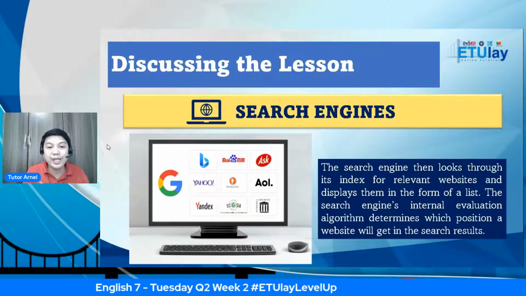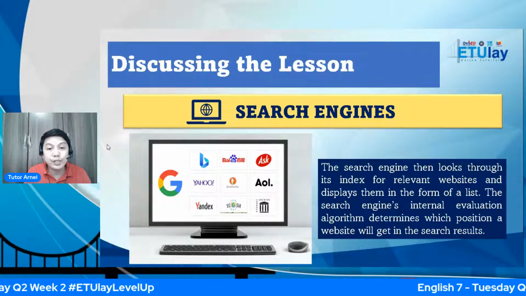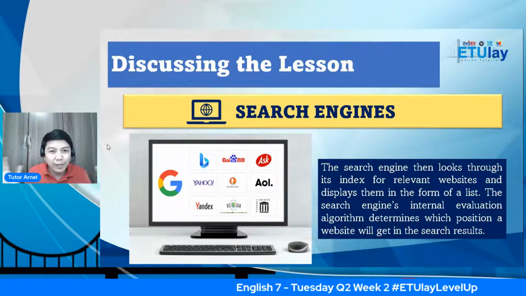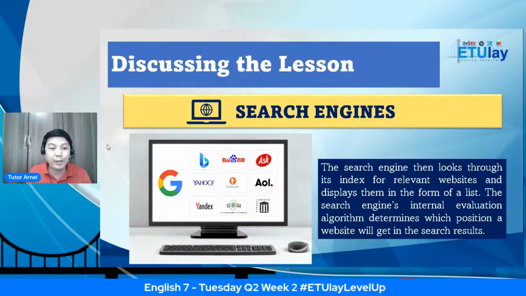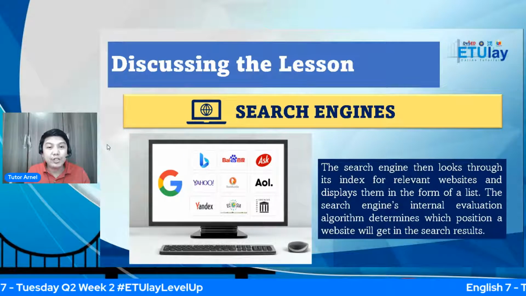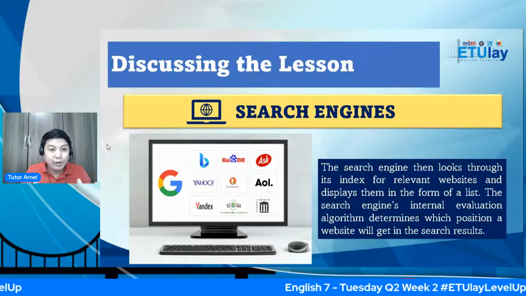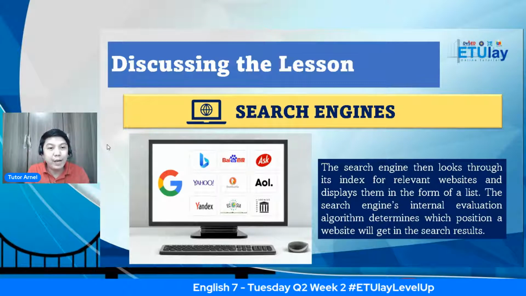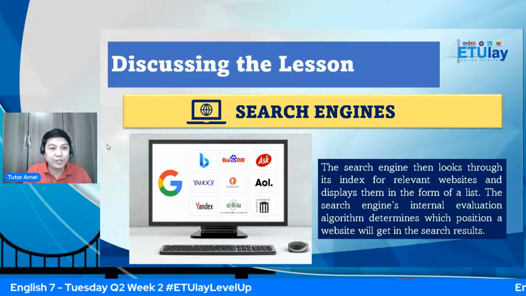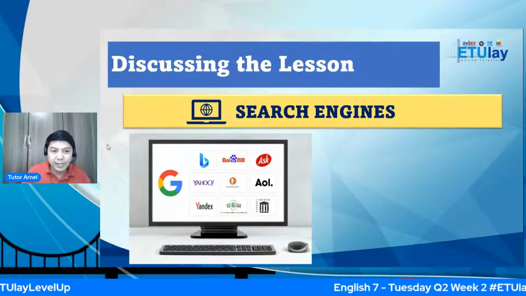Okay, so the search engine's internal evaluation algorithm determines which position a website will get in the search results. So there are millions, I don't know if there are millions, probably more than thousands of websites when you are in the web, right? So the search engines tinutulungan tayo na maipon yung mga websites or yung mga links na makakatulong lang based doon sa iyong tinype sa search engine. Okay? So let's see the next explanation here.